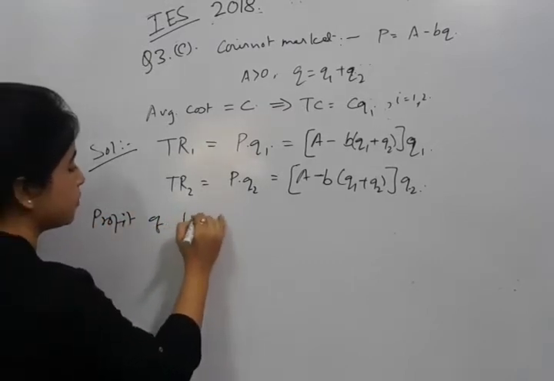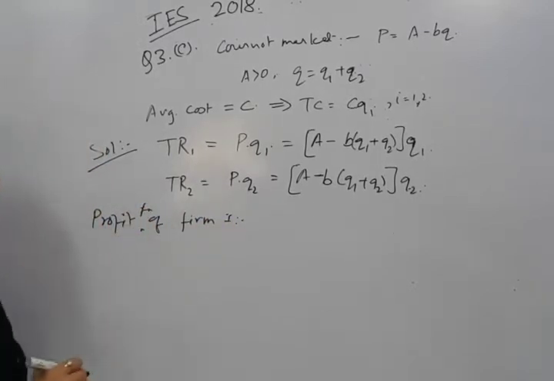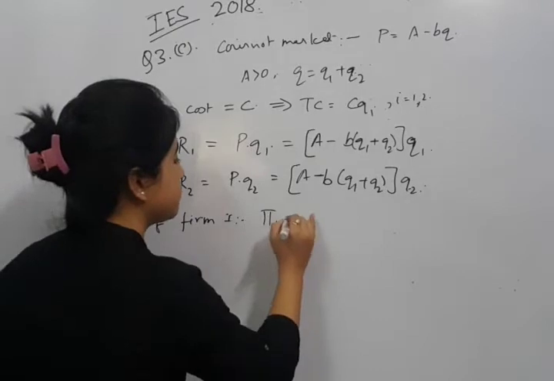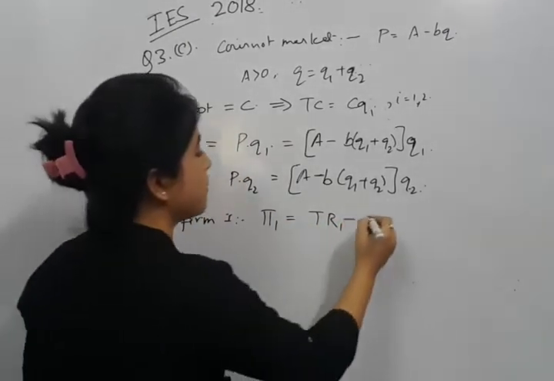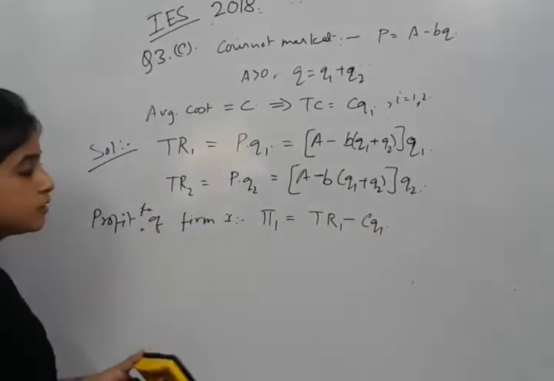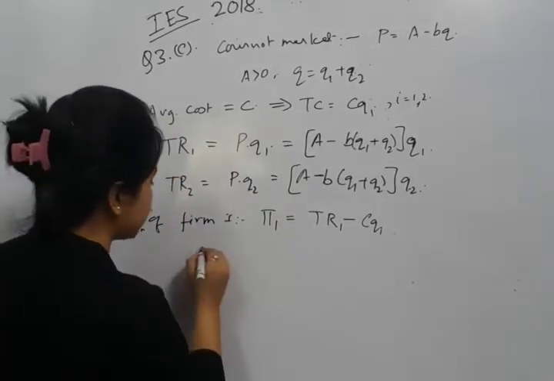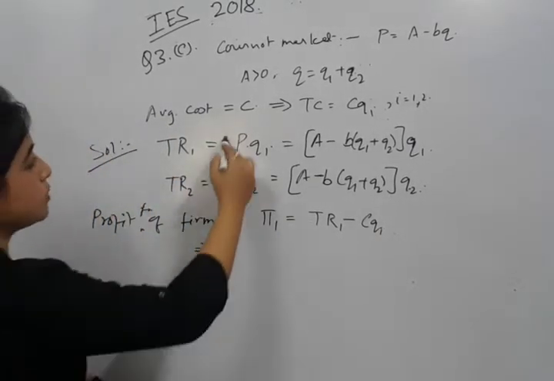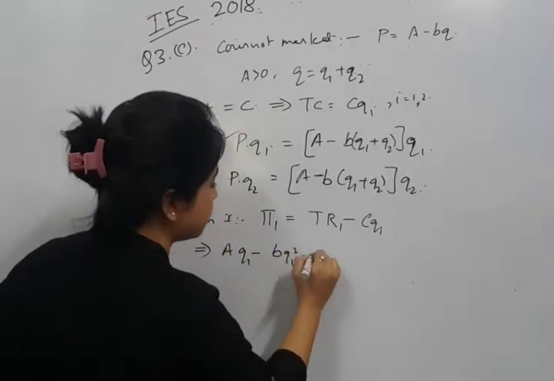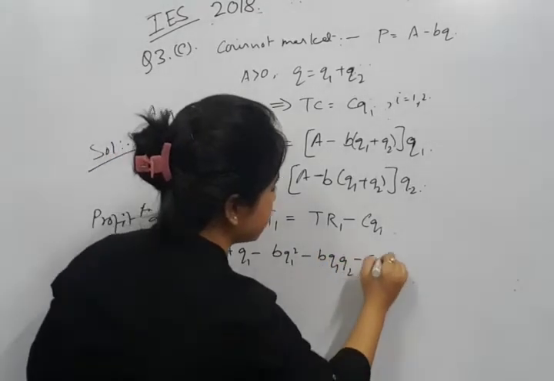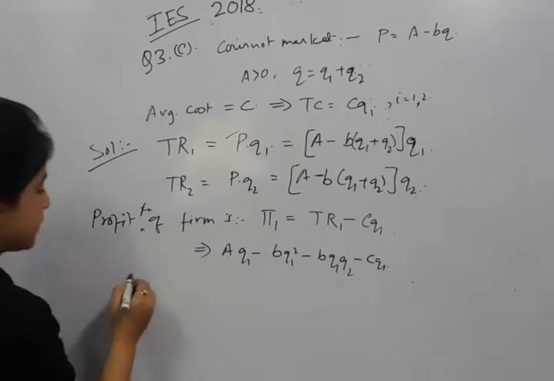Now we have to find the profit of firm 1, or rather we can say the profit function of firm 1. Let's denote it by pi 1. So what is it? It is total revenue of firm 1 minus the cost of firm 1. Here Qi can be replaced easily with Q1. Okay. So our profit is this one, A Q1, minus b Q1 square, minus b Q1 Q2, minus c Q1, right? Okay.